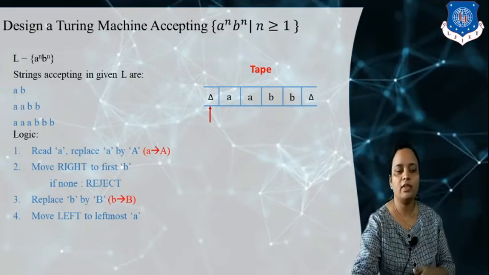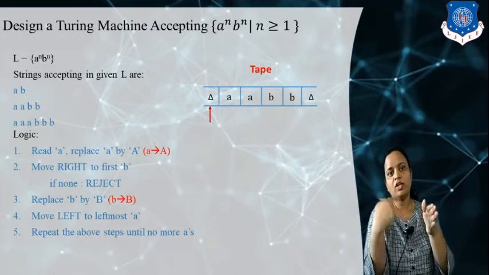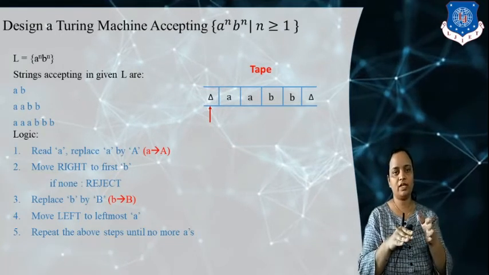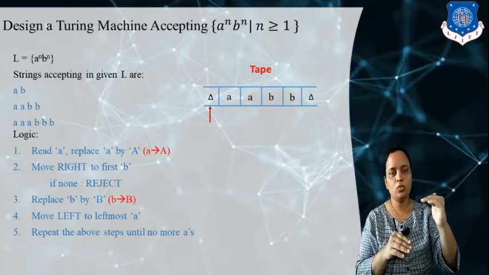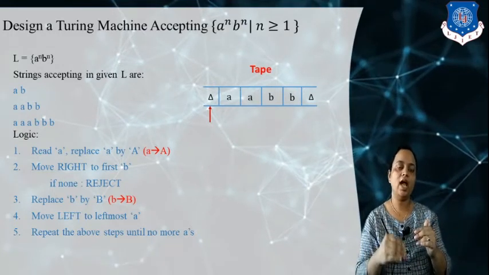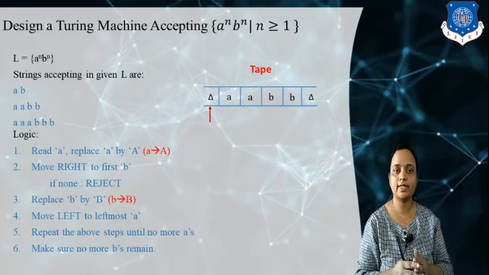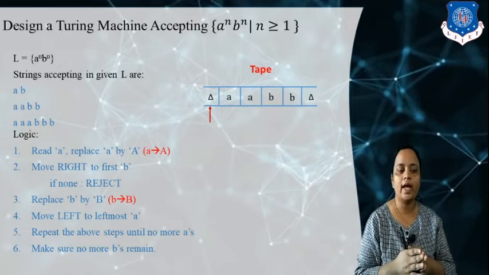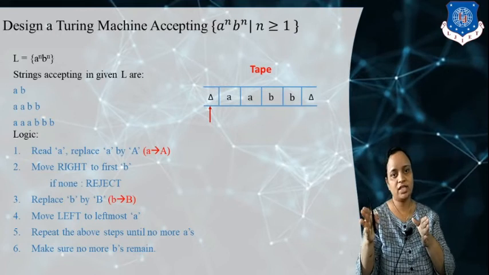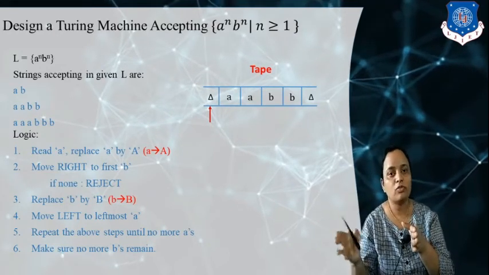Now same thing. Step number 5 said that when you start the second counting, the same thing is repeated: step number 1, step number 2, step number 3, step number 4. So this is repeated until no more a is found. Now step number 6 says to make sure that no more b's are remaining. By doing this, if no more a is found, it means there should be no more b's.